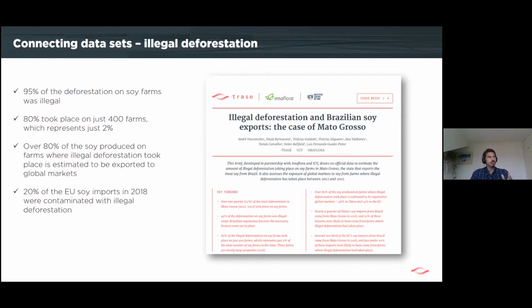And around 20% of the soy imports from the EU in 2018 were potentially contaminated with illegal deforestation. In other words, at least 20% of that soy was likely to have come from these farms where the illegal deforestation took place.